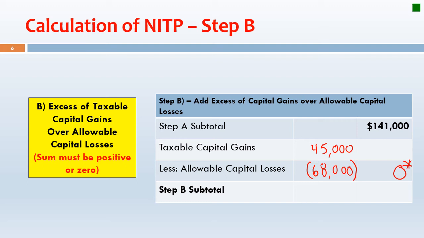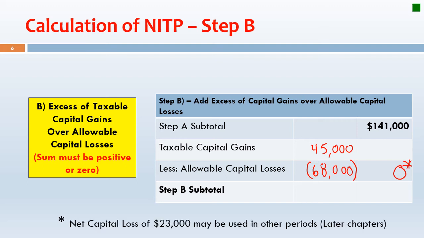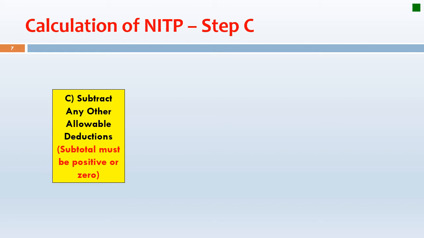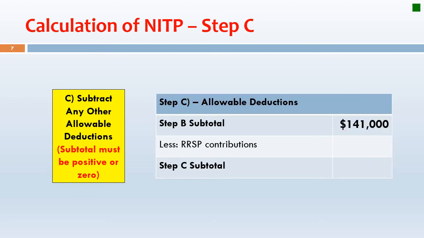Now, we need to make note that this excess loss can possibly be used in other years, but it cannot be used to offset Step A income that's been determined above. So in this next step, we'll deduct any specific other deductions made during the year from the Step B subtotal. In this example, the taxpayer made contributions to an RRSP, which is deductible from all forms of income. We deduct those contributions from the Step B subtotal, and arrive at our Step C subtotal.